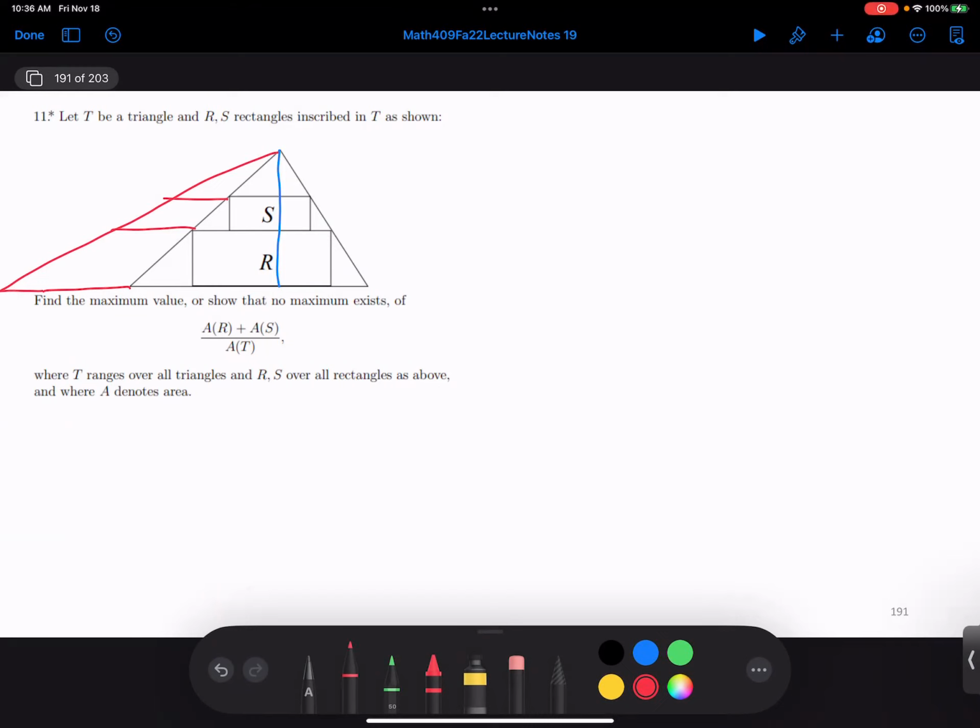So we have CPCTC, corresponding parts of congruent triangles are congruent. So if I change the angle at the top and sweep things out, does that just rescale all the lengths by the same amount? And so the ratios are not going to change. And so without loss of generality, I can do this on both sides, however I want, and it's not going to change the relative ratios.